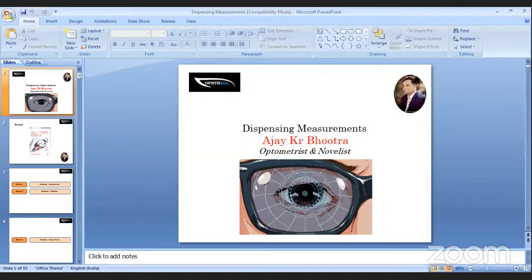Ideally, distance PD is measured monocularly and the near PD is measured binocularly. You can see in this picture, the vertical green line below the number 0, from there to a dotted green line below the number 30. If the distance is measured from the center of the pupil to the center of the nose, we call it a monocular PD. And if the distance has been measured from the center of the right pupil to the center of the left pupil, we call it a binocular PD measurement.